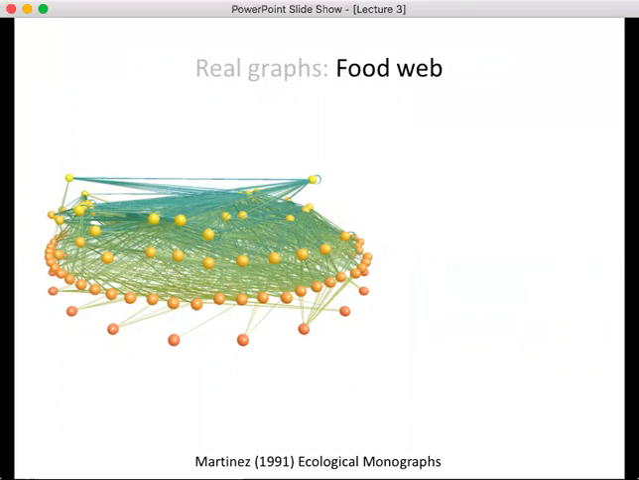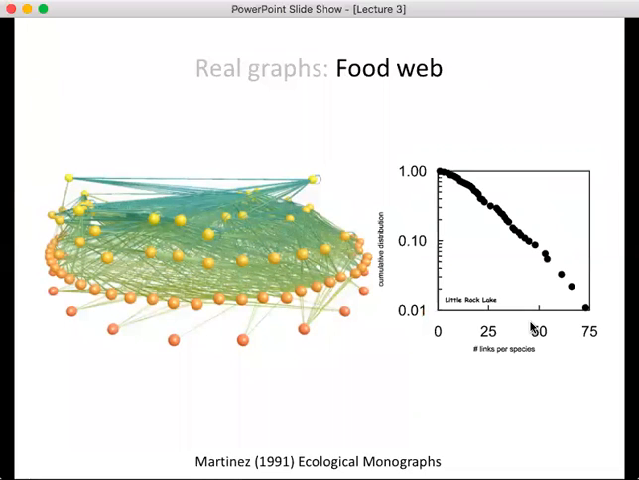Let's go now to the food web. What do you think in this case? Basically, the food web means which species eats which other species. And the question that I have for you is, would you expect a power law also in this case? Please think about that. Would you expect a power law? By everything I said, probably the answer is yes. But if you actually look at it, you don't get a power law.